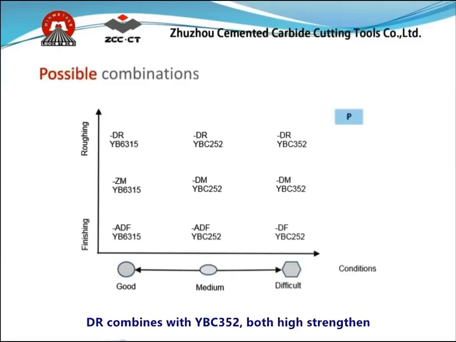DR chip breaker combines with YBC 35.2. Both high strength cutting edges and multi-layer CVD coating could strengthen heavy roughing machining under difficult working conditions. YBC 25.2 combines with DF for finishing high hardness materials under bad working conditions. Under medium working conditions, YBC 25.2 can also combine with ADF, DEM, and DR chip breakers.